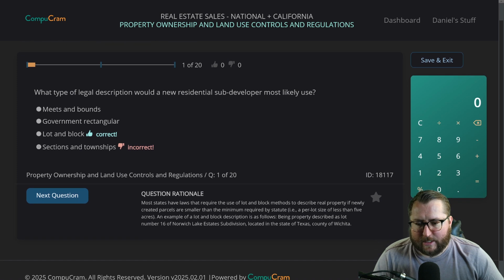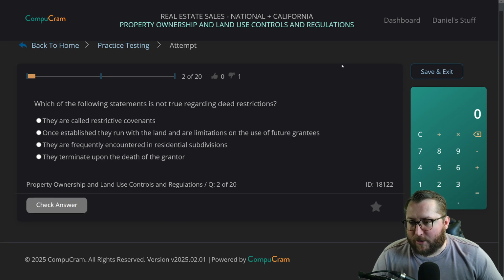All right, question rationale. Most states have laws that require the use of lot and block methods to describe real property if newly created parcels are smaller than the minimum required by statute. Example, per lot size of less than 5 acres. An example of a lot and block description is as follows. Being property described as lot number 16 of Norwich Lake Estates subdivision located in the state of Texas, county of Wichita. All right, you guys got that? Write that down.